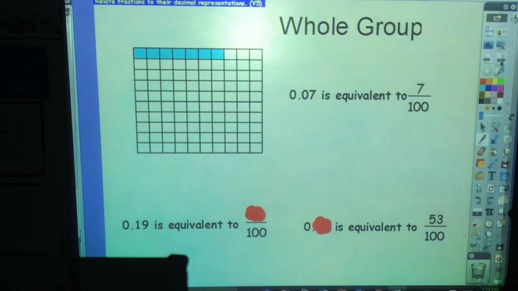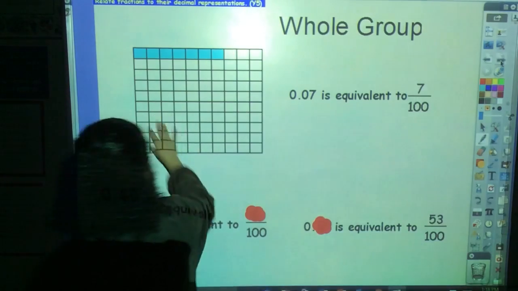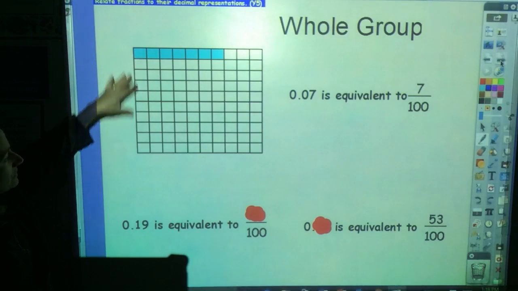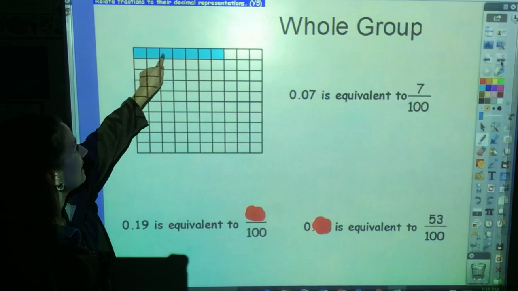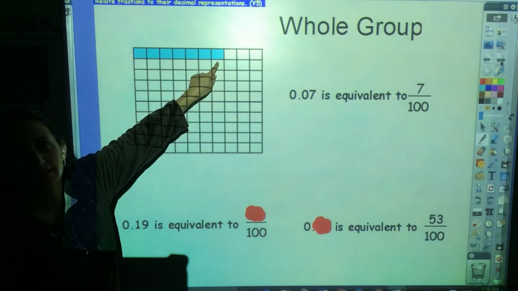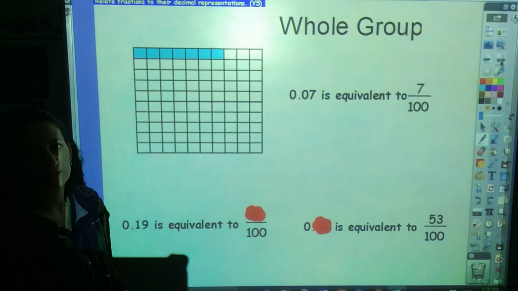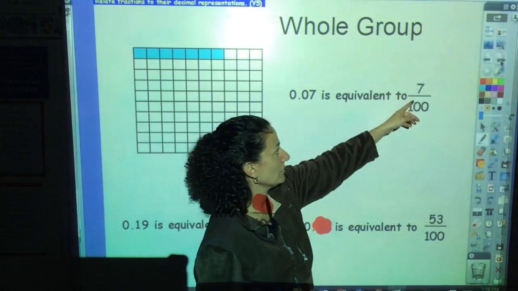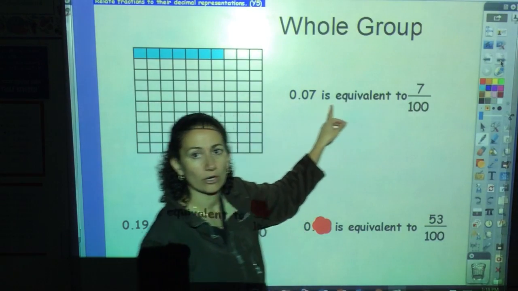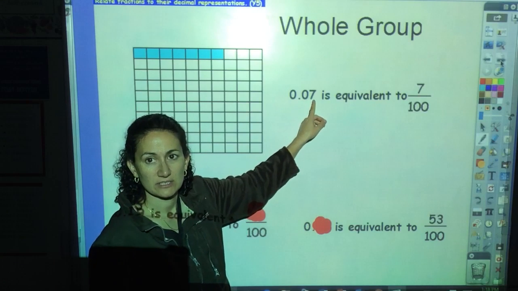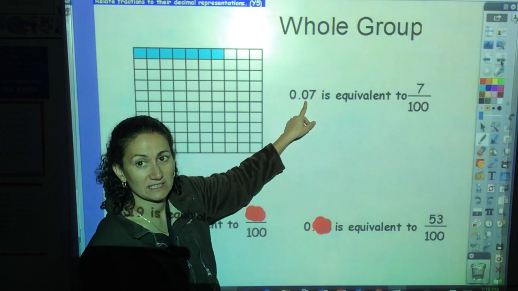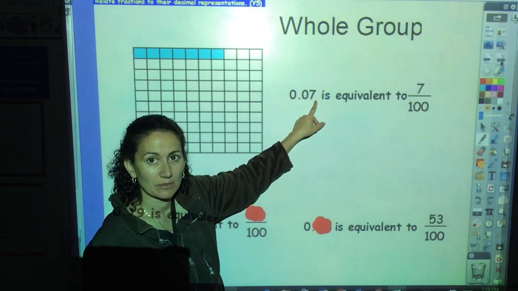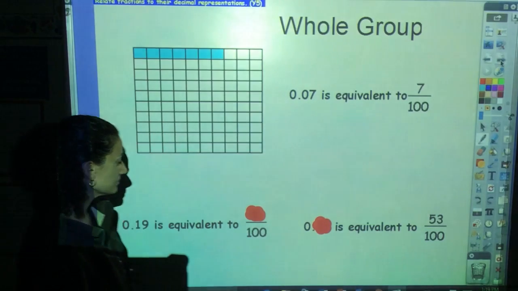Let's look at another way to show a fraction and a decimal. Look over here, we have a little hundredths grid. This is a grid of 100 squares, a 10 by 10 grid. Here we see a picture of 7 squares that are shaded. So this is 7 out of 100, which can also be written as 7 over 100 as a fraction, or 7/100ths as a decimal. So remember, the first place after the decimal point is the tenths place, and the second number is the hundredths place.